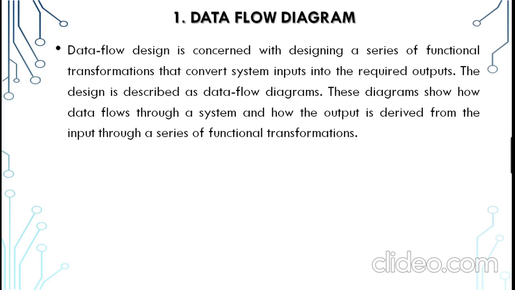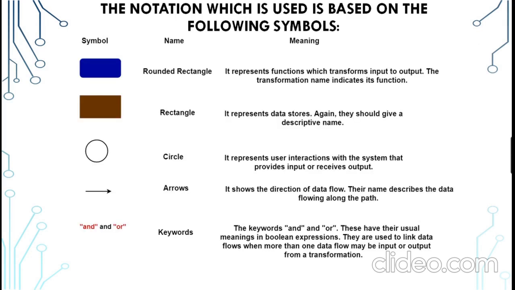So these data flow diagrams show how the data flows throughout the system from one module to another module, how it is flowing from one part of the system to another part, and how the output is derived from the input through a series of functional transformations.